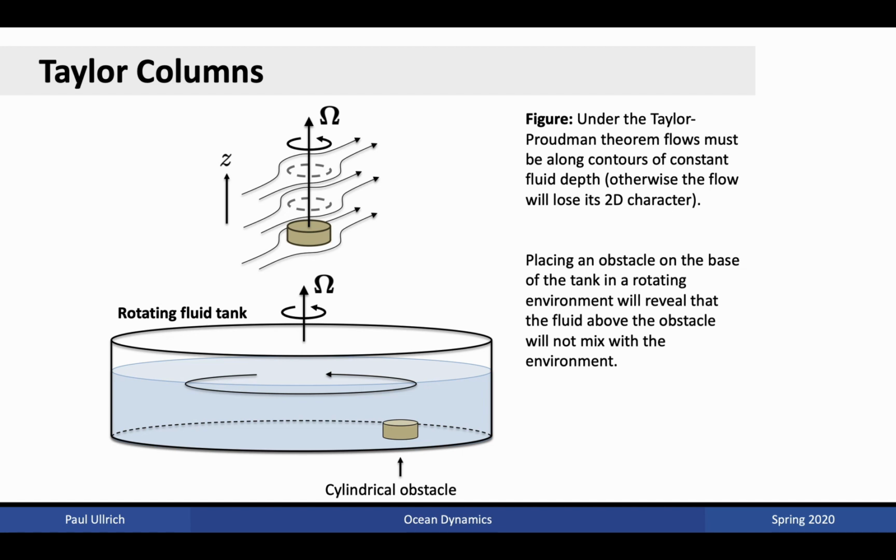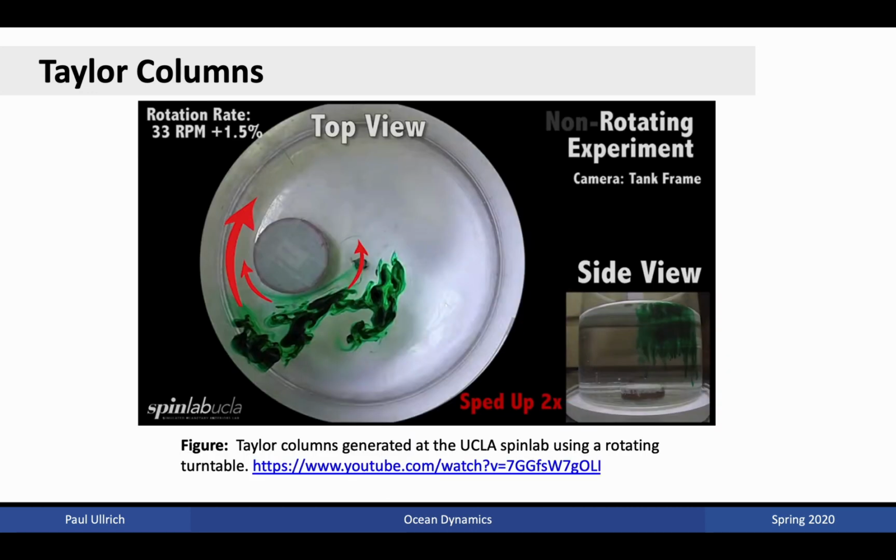This can actually be seen in an experiment. Consider, for instance, this rotating fluid tank where we have placed a cylindrical obstacle on the bottom of the tank. Because the flow above the cylinder must be preserved, any flow encountering the cylinder must go around the cylinder. Otherwise, it would disturb the flow on top of the cylinder and result in a flow that is three-dimensional. Although this experiment could easily be conducted at home, fortunately, we have professionals that have conducted it for us and recorded the video on YouTube.